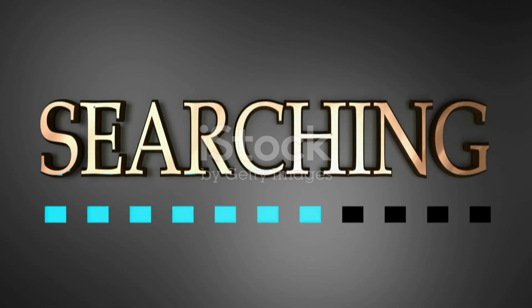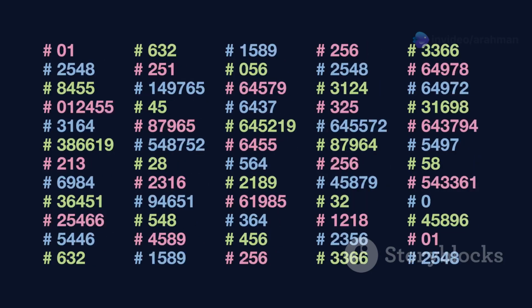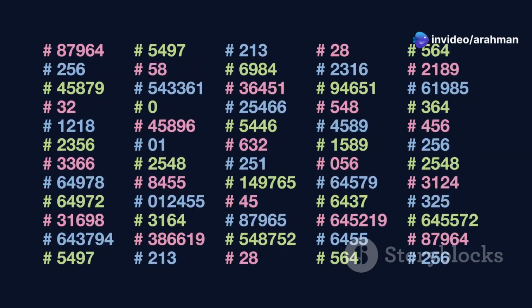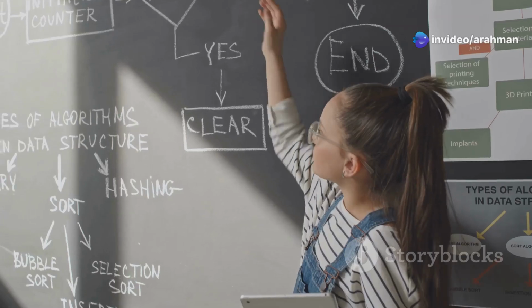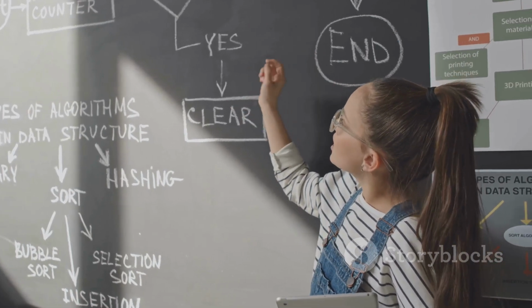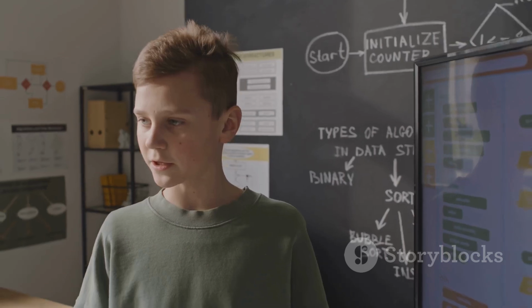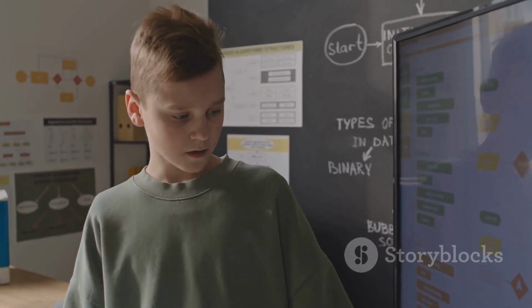Applications of linear search algorithm: unsorted lists, used when the list is not sorted. Small data sets, preferred when the data size is small. Searching linked lists, commonly used to find elements in a linked list. Simple implementation, easy to understand and implement.